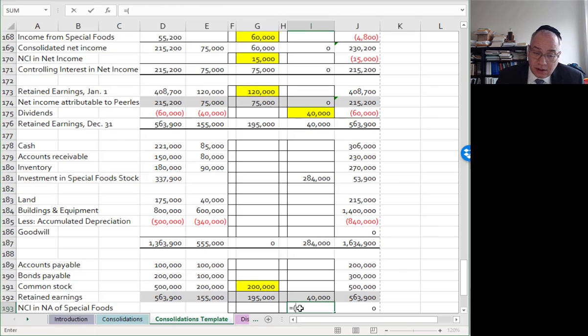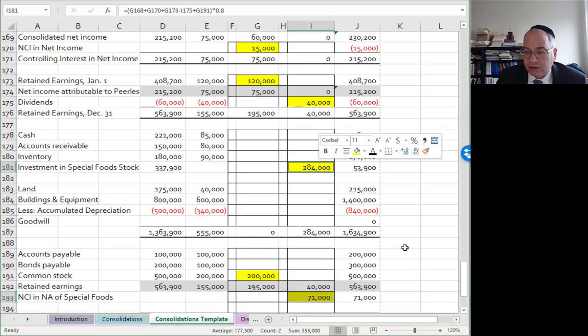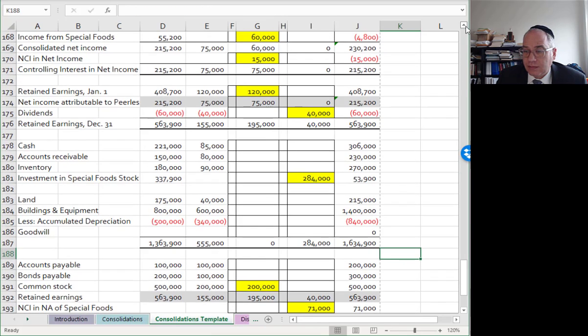And non-controlling interest would be 60 plus 15 plus 120 minus 40 plus 200 times 20%, which is going to be a credit of 71,000. So let me make these things yellow so you can see it all in one picture, like so. And this is your big elimination entry.